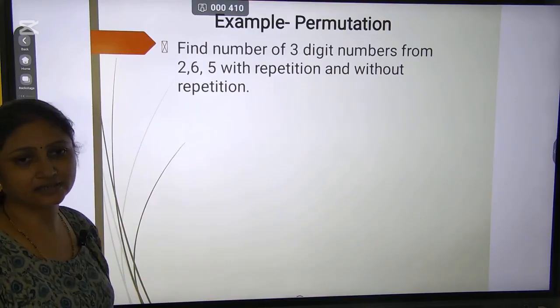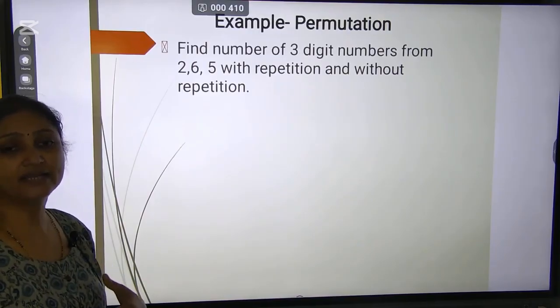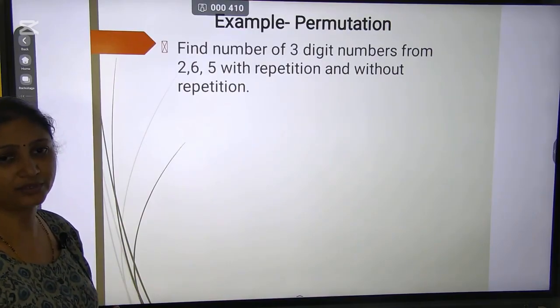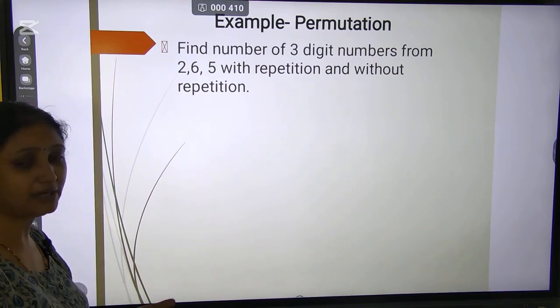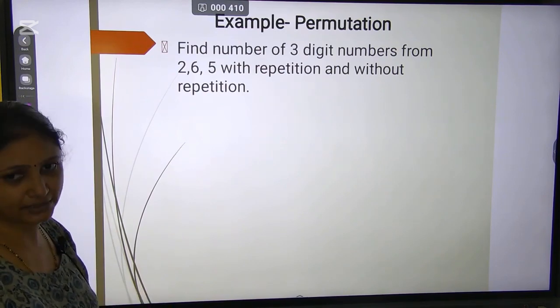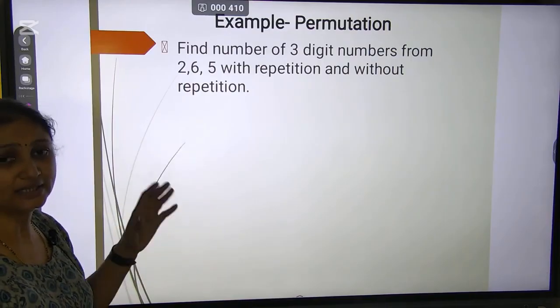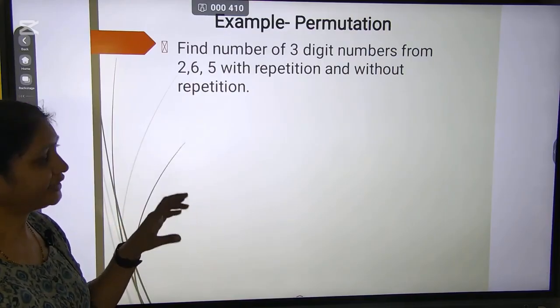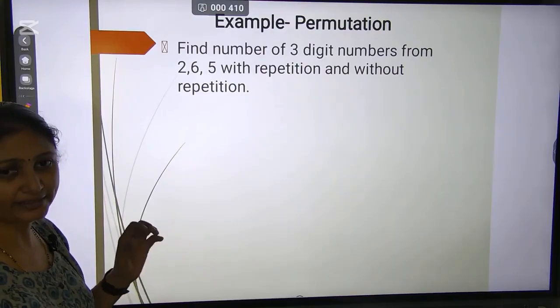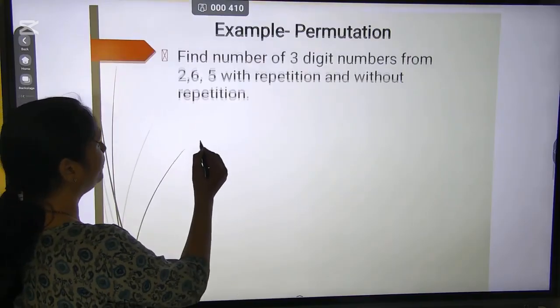Now let us take some example. Find the number of 3-digit numbers from 2, 6 and 5 with repetition and without repetition. So basically what we have to do here is arrange the numbers to get a 3-digit number.